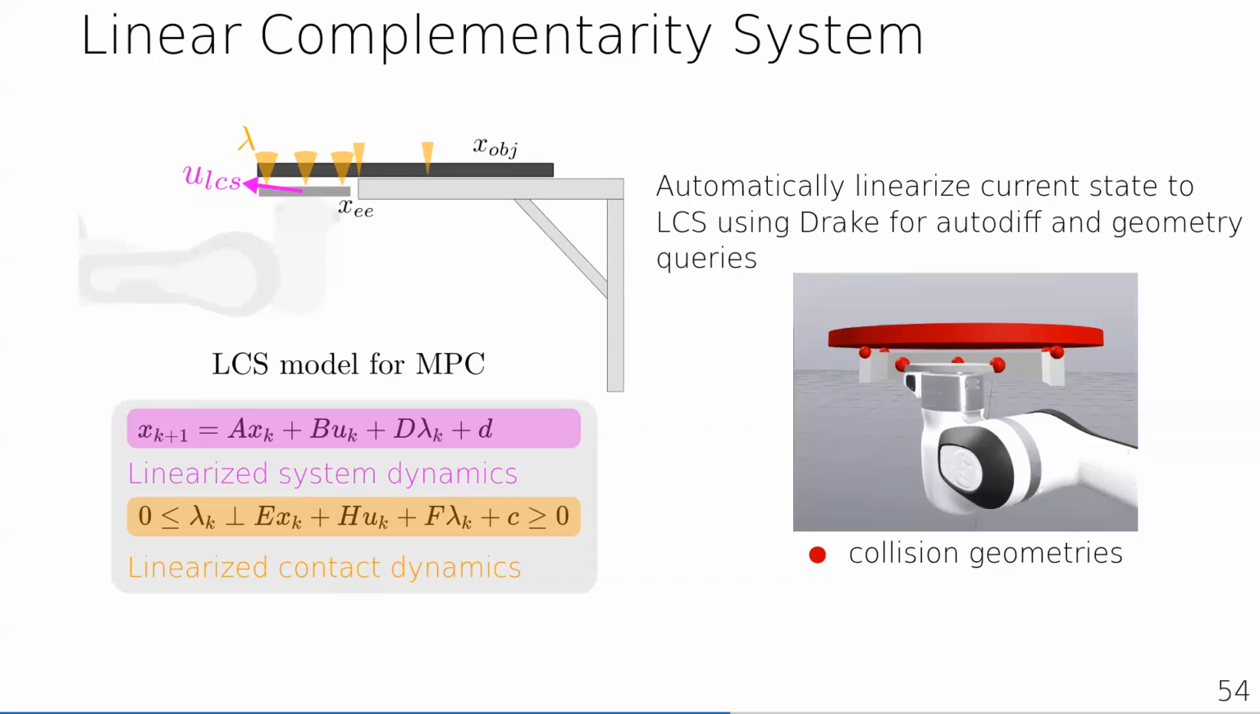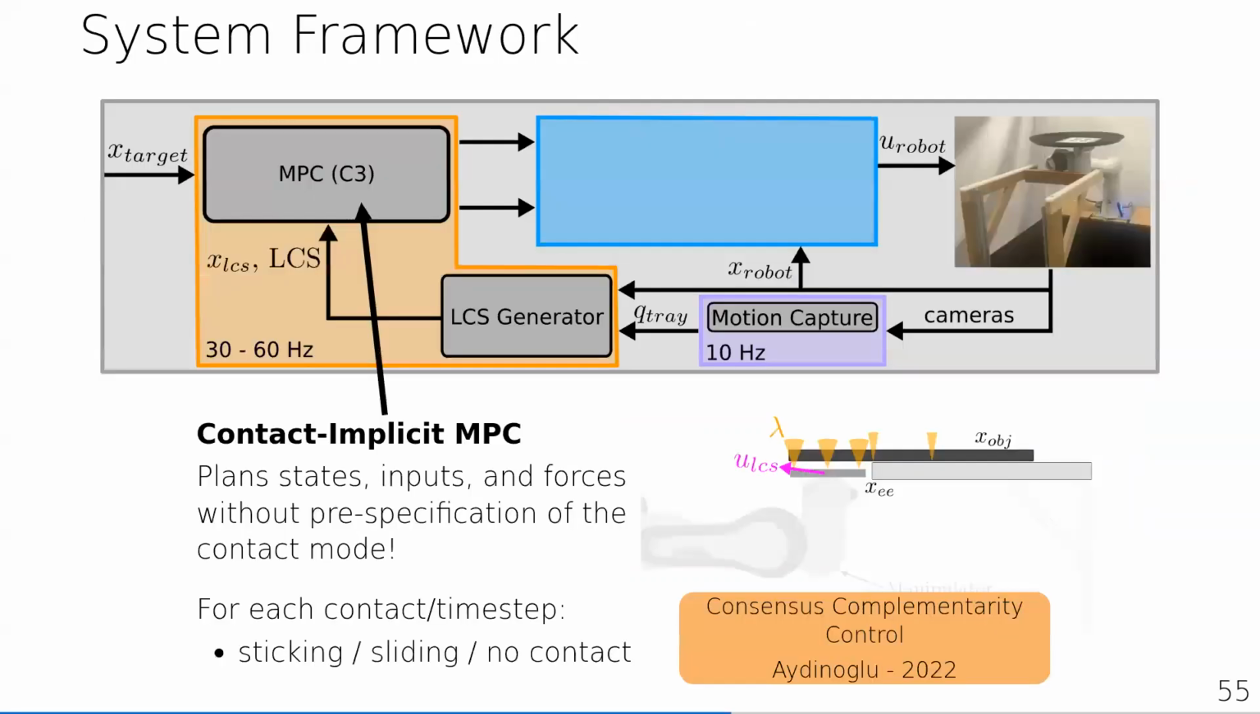And now that we've generated an LCS every control iteration, how do we plan for this? As mentioned earlier, we leverage recent breakthroughs in contact-implicit MPC, which plans for the states, inputs, and forces without pre-specification of the contact modes. Specifically, we're using an algorithm developed by my lab mate Alp called consensus complementarity control, which can do this in real time.